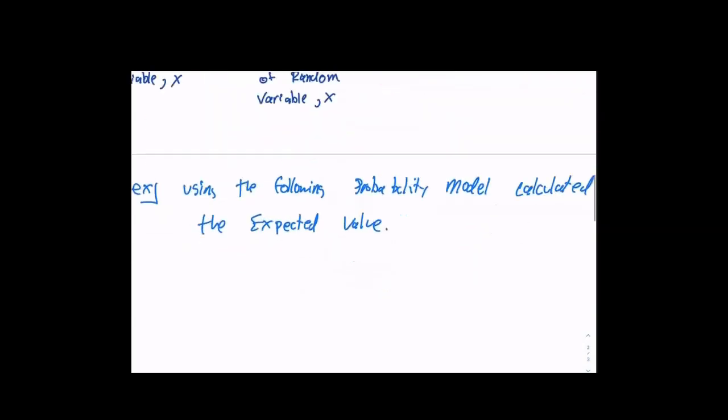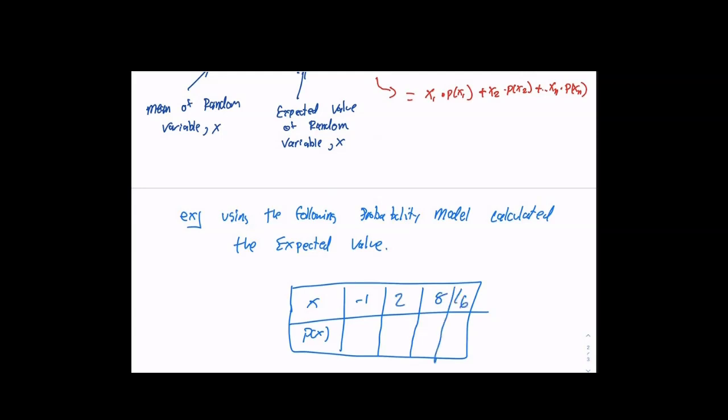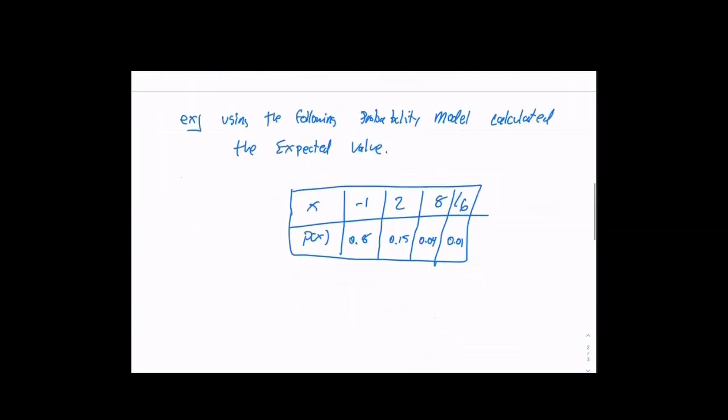So the probability model that we had from yesterday, x, p of x, -1, 0.8, 2, 8, 16. Oh, what am I doing? These are my old numbers. I changed the numbers: 0.8, 0.15, 0.04, and 0.01. All right. So the question is, what is the expected value?